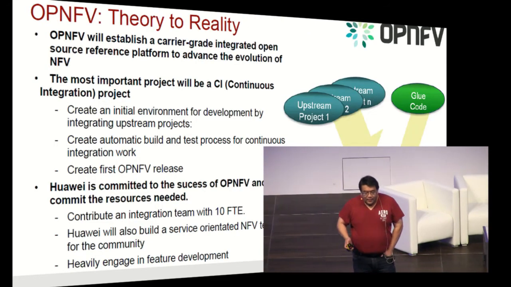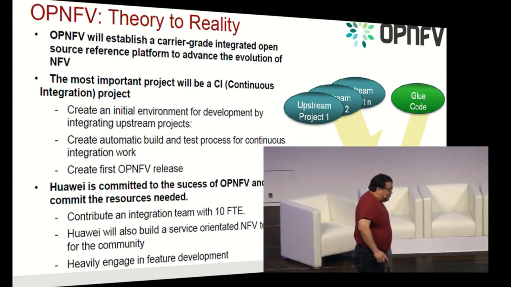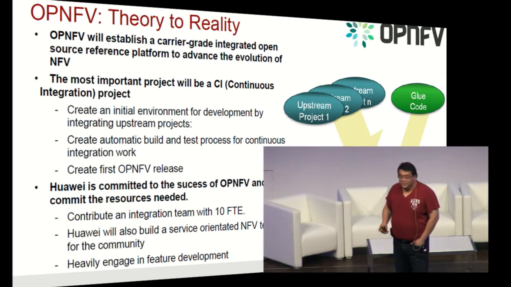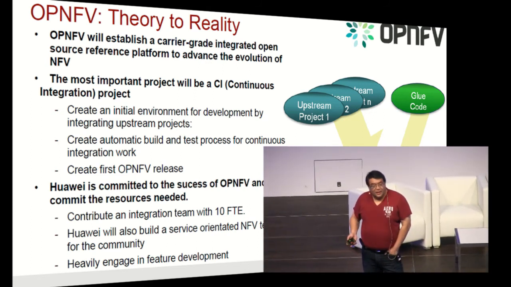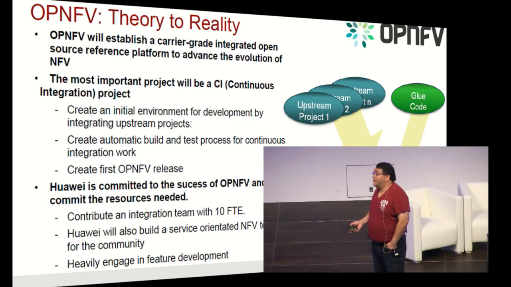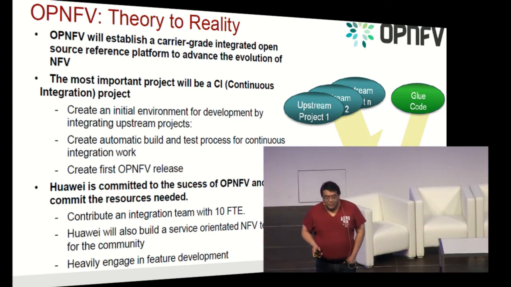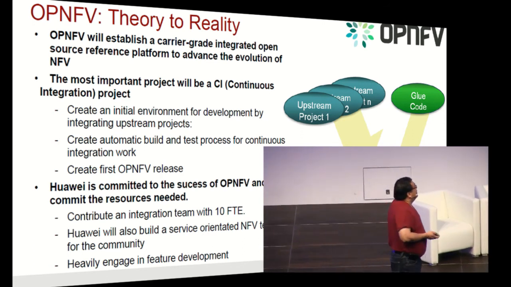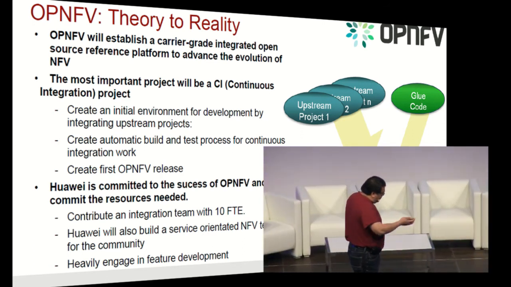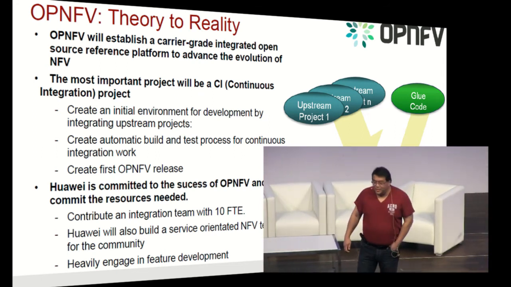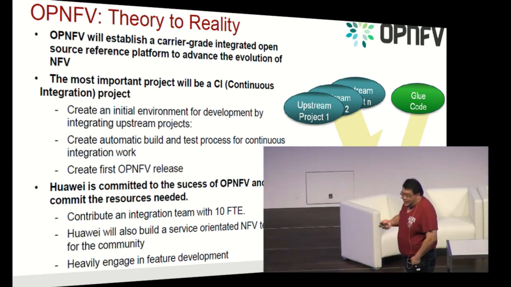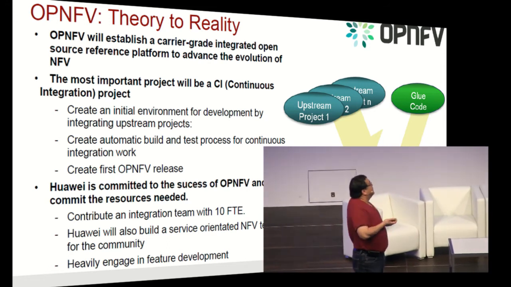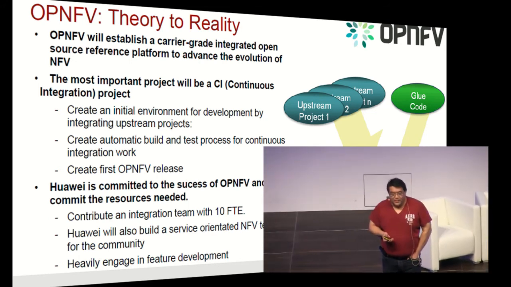All right. I will say the industry is already moving very strongly towards this area. OPNFV, which has been announced on September 30th, is there to create a carrier-grade integrated open source reference platform to advance the evolution of NFV. The most important part of that work happens to be an integration project. The first release of OPNFV will take in code from upstream projects, and may actually have some internal glue code to put it all together to create the first release of OPNFV.